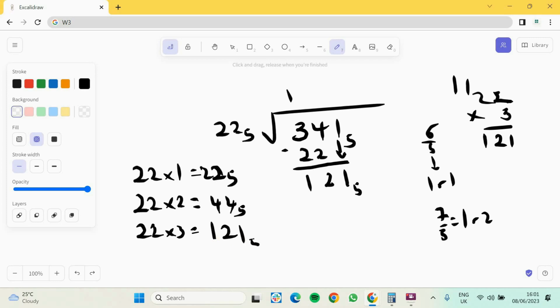121 in base 5, right? So you can see this is actually a very different ball game. So we can see we already have our value. So I know that 22 in base 5 times 3 in base 5, right, is going to give me 121.